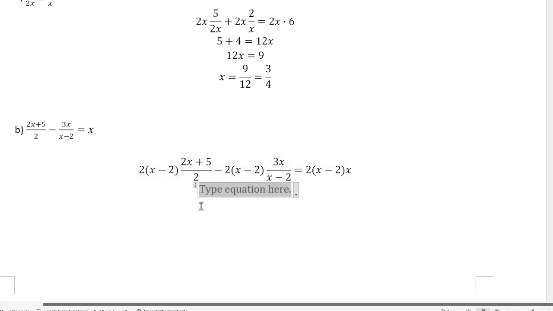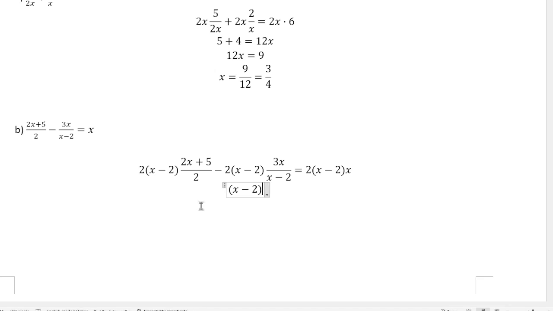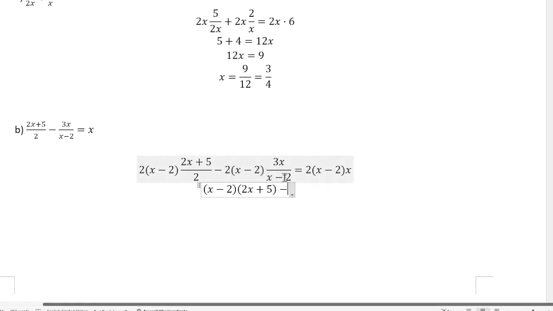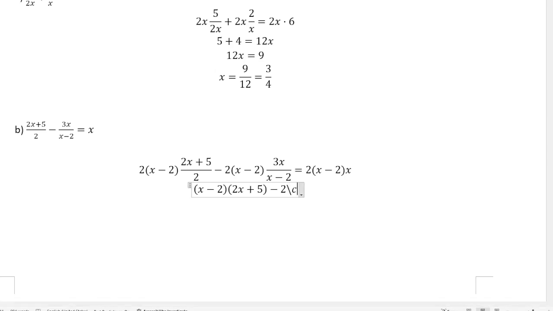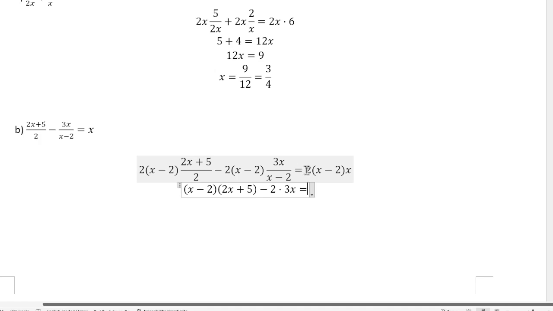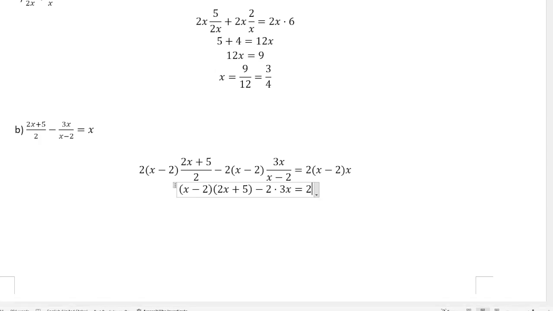with just x minus 2 times 2x plus 5. And then this one, x minus 2 goes away, so you have 2 times 3x. And this one is x squared minus 2x times 2, so it's 2x squared minus 4x.